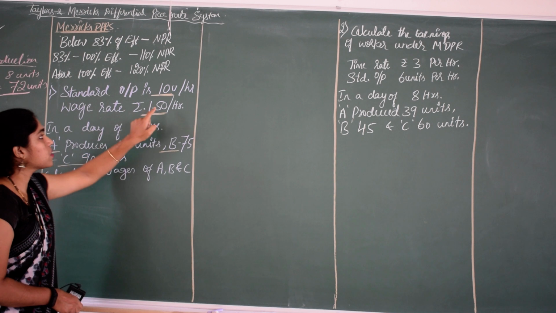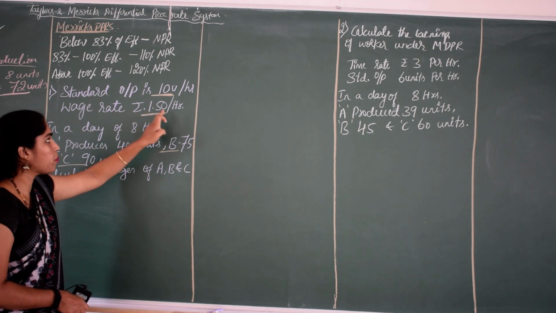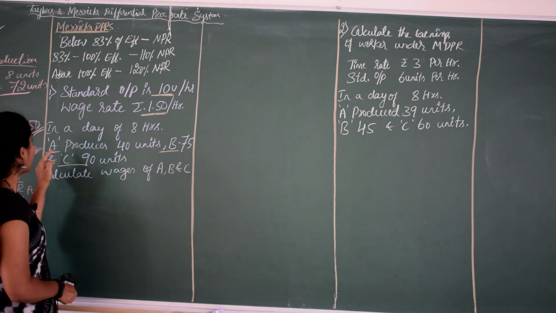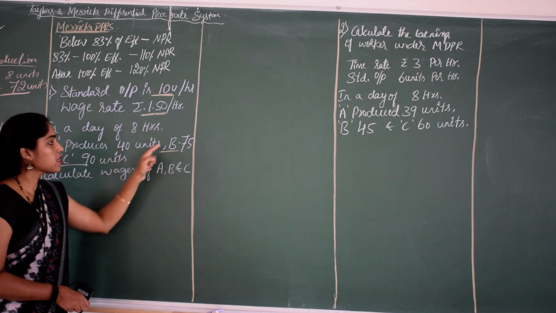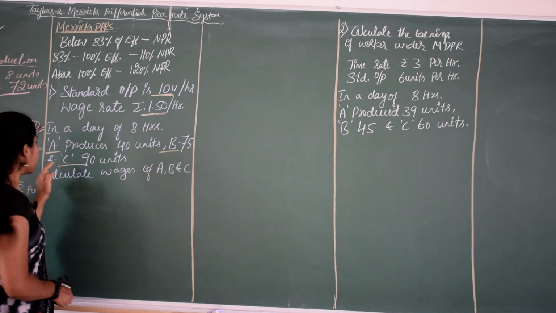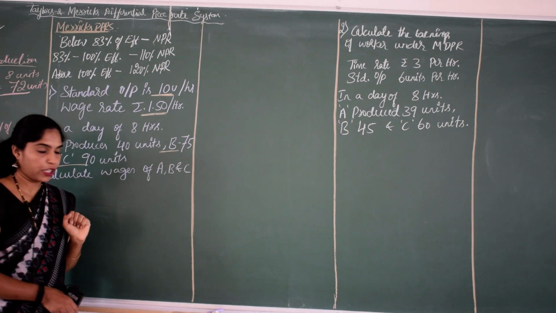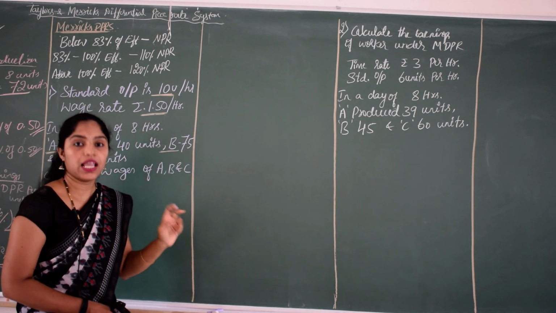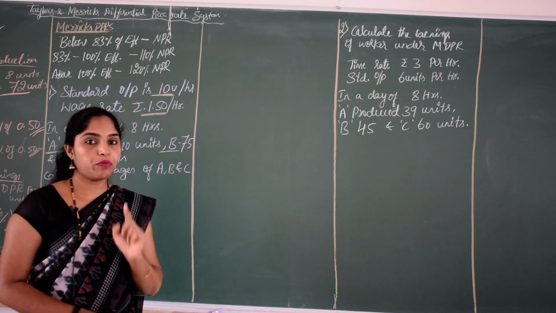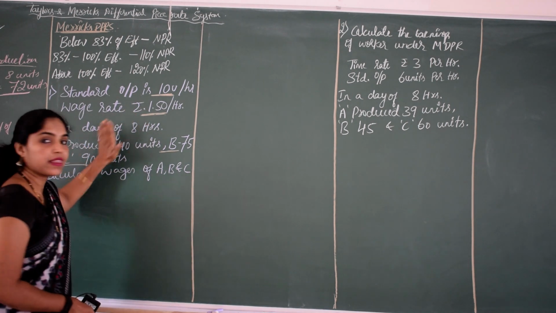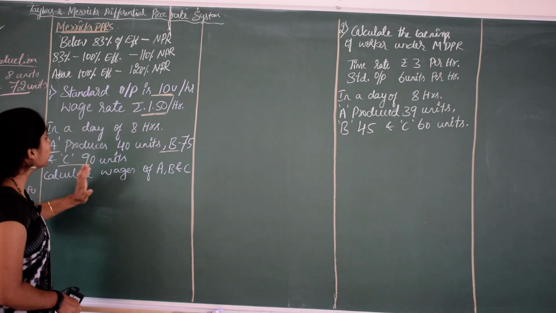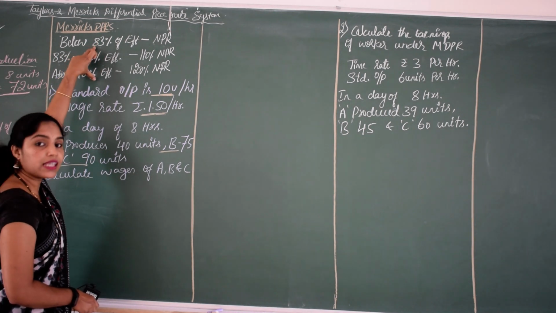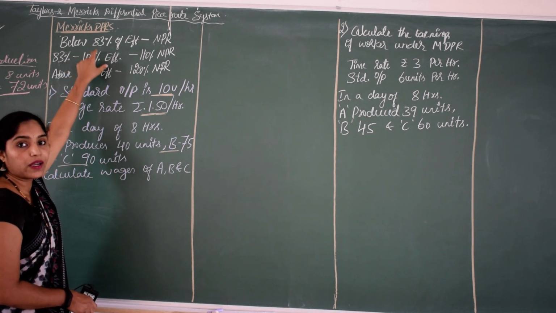Wage rate is rupees 1.50, that is 150 paise per hour. And in a day of 8 hours, A produces 40 units, B produces 75 units, and C produces 90 units. Calculate wages of A, B and C using merit differential piece rate system. So this is the problem, and here we have to apply these conditions to calculate the total earnings.